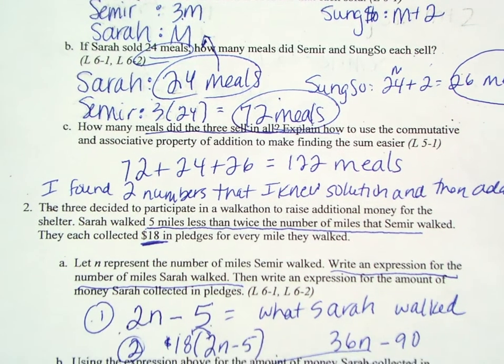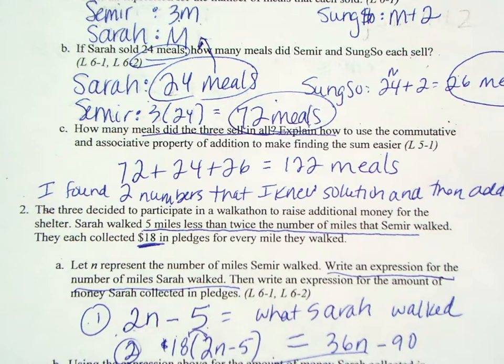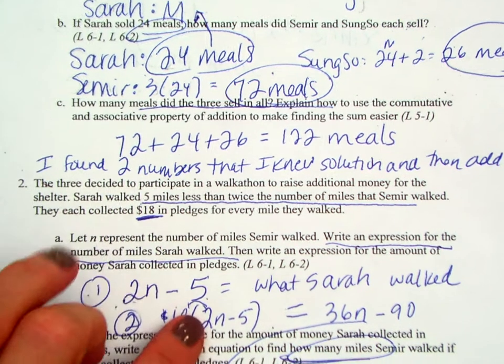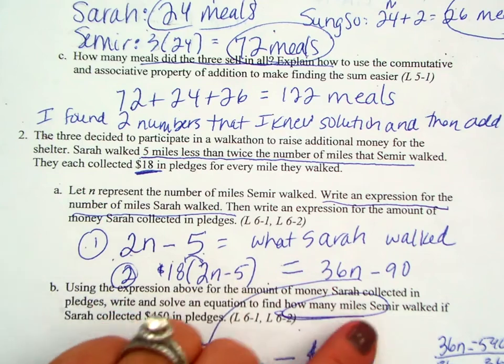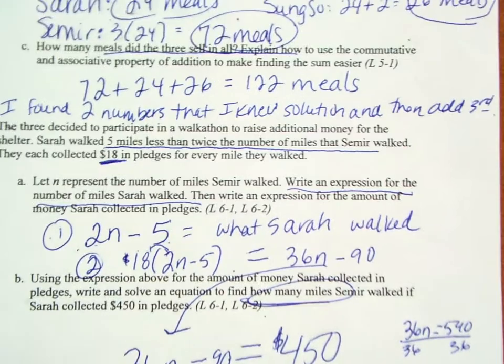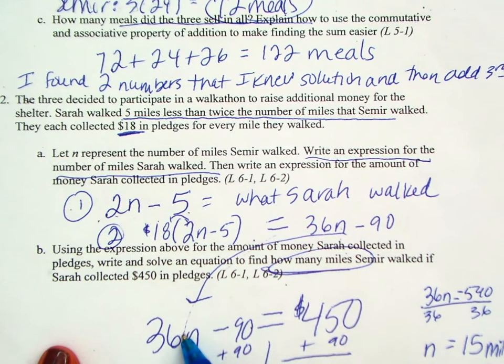So we put 18 outside of the parentheses. And then you can also take it on down to 36n minus 90. Okay, if I did 18 right here, 18 times 2n, and then 18 times 5 would give you 90. Okay, so let's go down to B. They want you to actually take this expression and rewrite it down here and solve it. We know how to do these expressions because we've done them in class a million times.